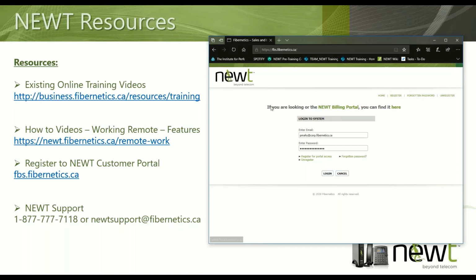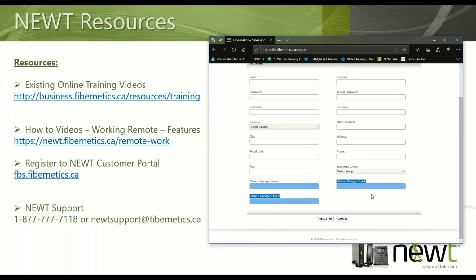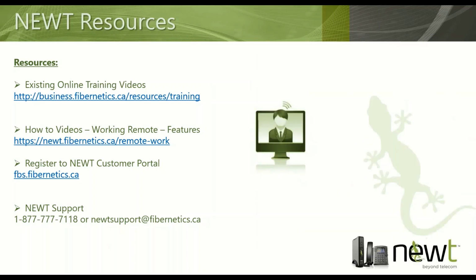If you haven't already registered for the portal, go to this website, fbs.fibernetics.ca, click the register button in the top right-hand corner, and fill out the form. You do not need to put in the channel manager information. Hit register, and then we will take a look at your registration and match that up with your account and give you access. And as always, our NEWT customer support and technical support team are always there to help.